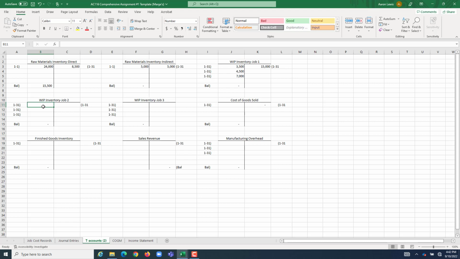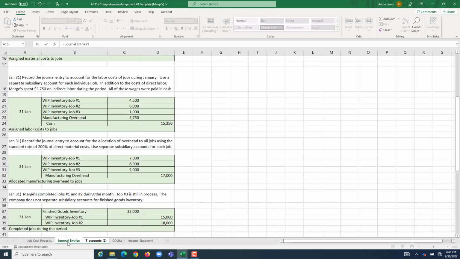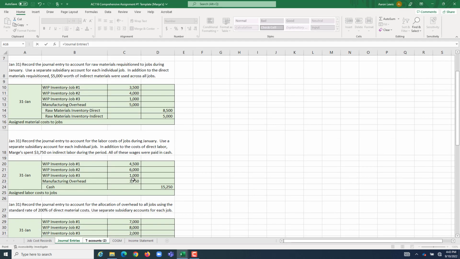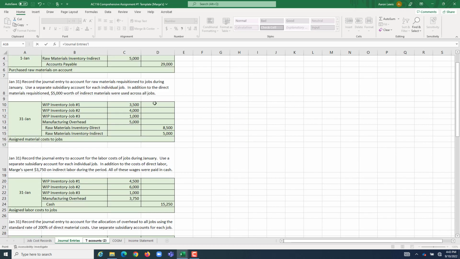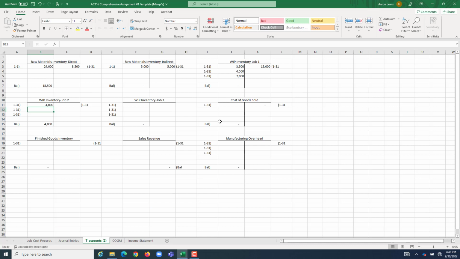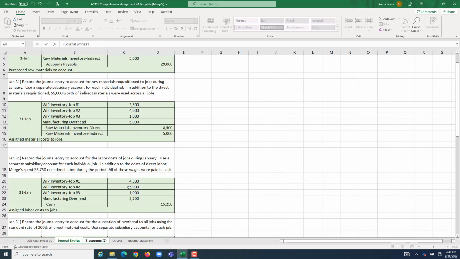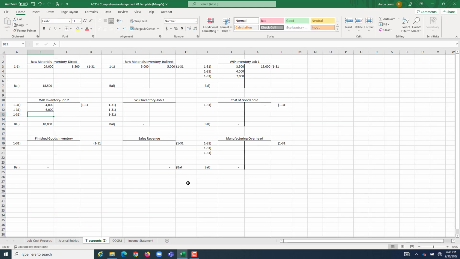WIP inventory job 2 is going to look real similar. We're going to do the same exact steps we did for job 1. I'm going to hit equals over here on the debit side because I know we have a material cost that was put into job number 2. And it's right here. It was $4,000. So I'm going to click on that and I'm going to hit enter. Over here on January 31st, we also assigned labor cost to job 2. That amount was $6,000. I'm going to click on that, hit enter.